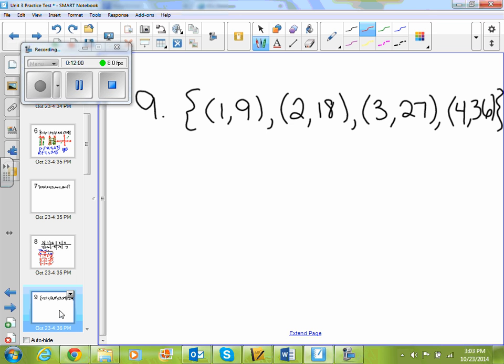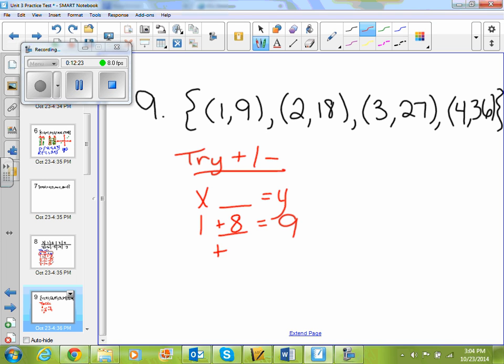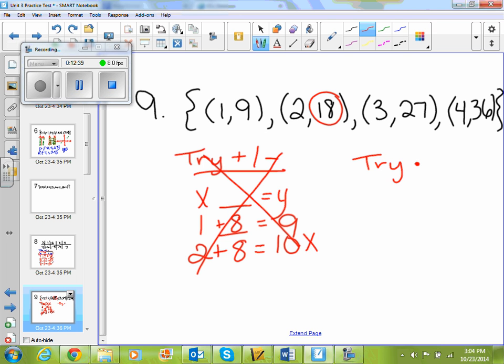All right, if I look at number 9, I'm going to do the same thing. So I'm first going to try adding and subtracting. So I know that I'm going to take my x value, do something to it to make it be my y value. So if I look at 1, what do I need to do to 1 to make it be 9? With adding and subtracting. Okay, so let's see if that pattern works. So 2 plus 8 gives me 10. But what I wanted was 18, right? So that doesn't work. So adding and subtracting doesn't work. So we're going to try multiplying and dividing.